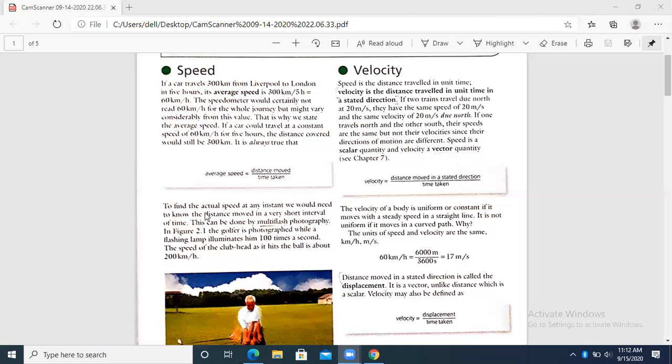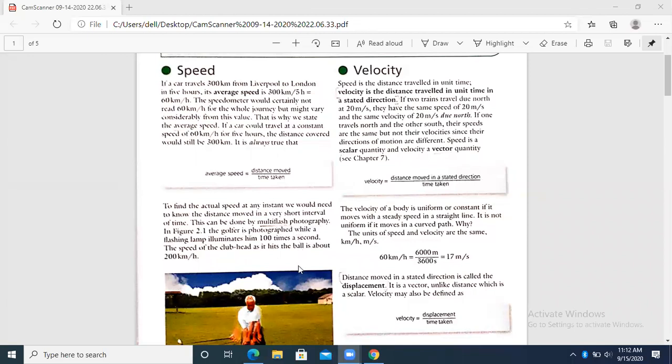Everything we discuss. And here, sir, I have a question. Wait 1 minute. To find the actual speed at any instant, we would need to know the distance moved in a very short interval of time. Then only we can measure the speed at any instant, means any time, for a second like that. This can be done by multi-flash photography.